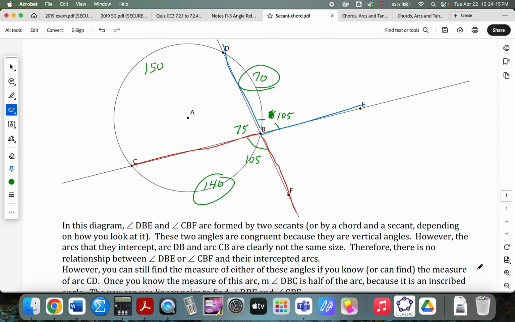So if it's an inscribed angle, or the vertex is on the circle and one of the lines is a tangent line, then it's just half the arc that it intercepts. But if it's not, you're going to have to do something else.